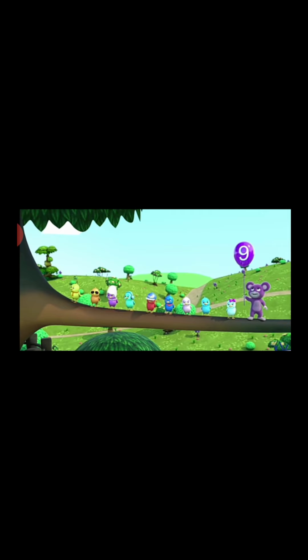Now students, let's recite a rhyme. 10 little birdies. 10 little birdies sitting on a wall. One tumbled down and had a fall. Now we have just 9 birdies in all.